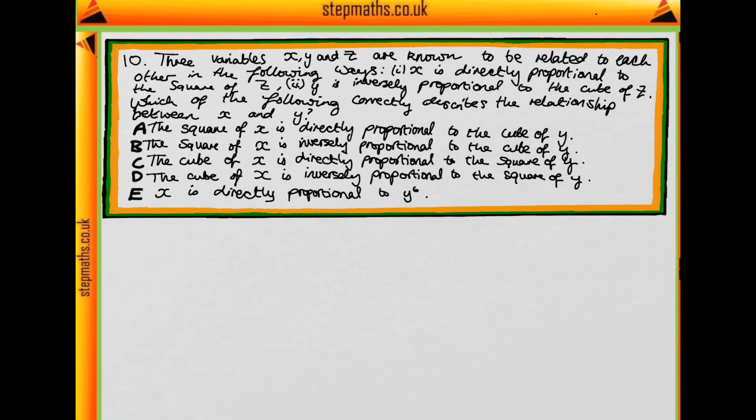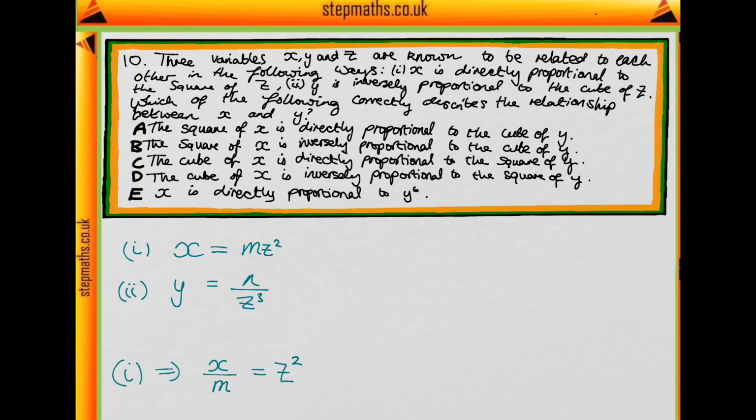So the first thing we're going to do is write out these two bits of information we know, I and II, in slightly more mathematical terms. So x is directly proportional to the square of z, so x equals some multiple of z squared. And similarly, y is equal to n over z cubed, so it's inversely proportional, which is where the division comes in. So now what we're going to do is rearrange this first one so that we get z squared. So we have z squared is equal to x over m.